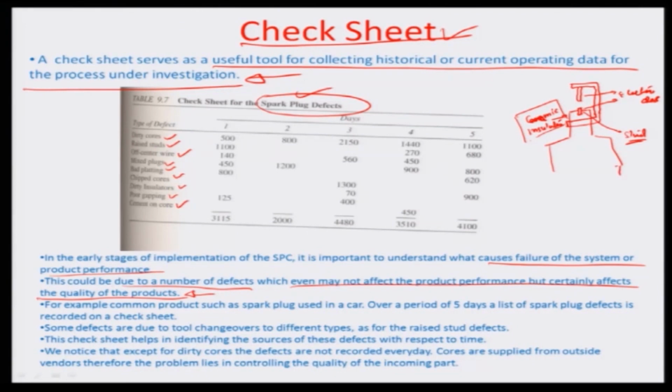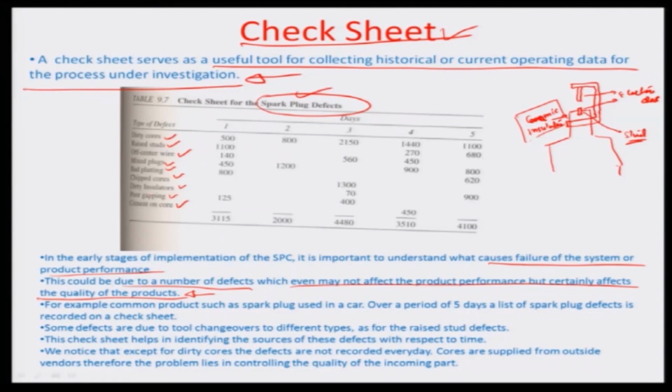For example, you can have mixed plugs, there may be 2 or more variants of these plugs going into 2 different vehicles, and there is a possibility that these plugs get mixed up while getting packed into their packages or their boxes which would be used for transporting this from the vendor end to the assembly unit.